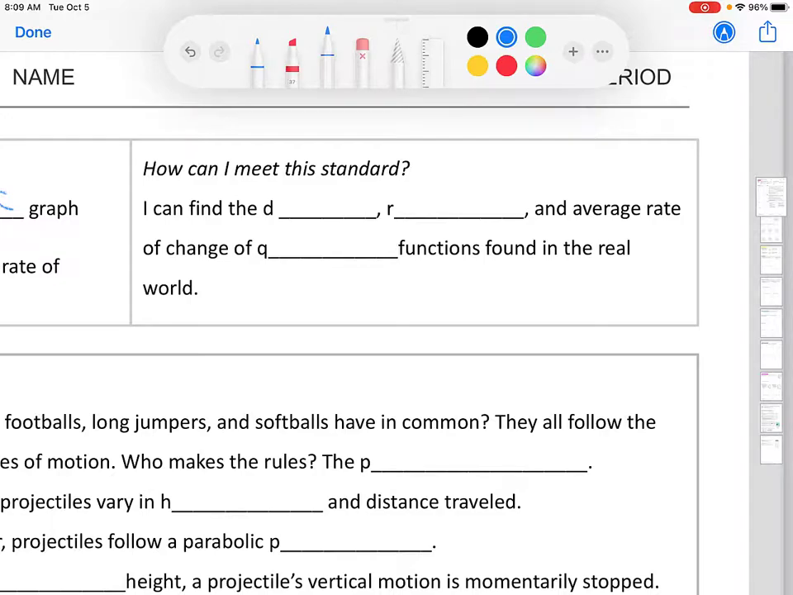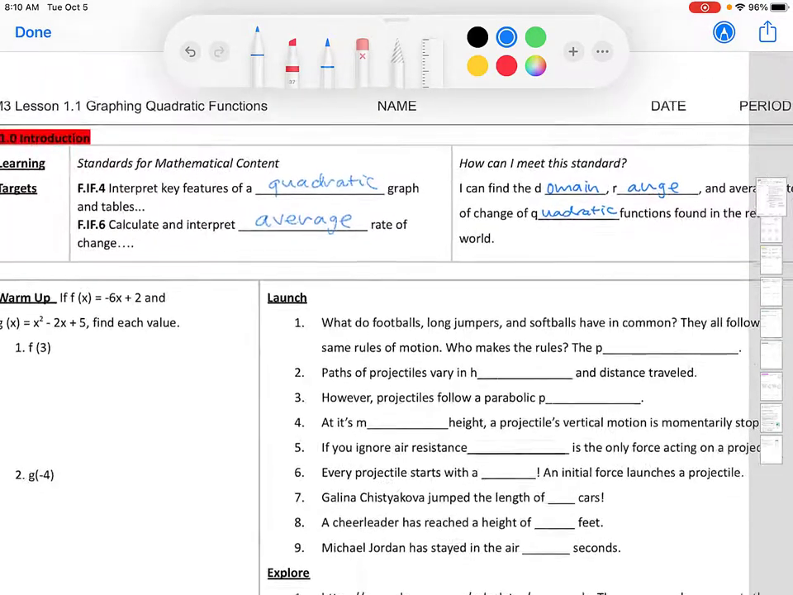Okay, how can I meet this standard? I can find the domain, range, and average rate of change of quadratic functions found in the real world.